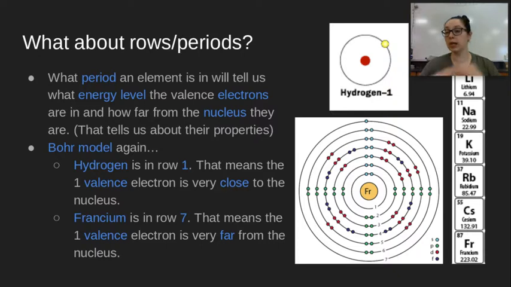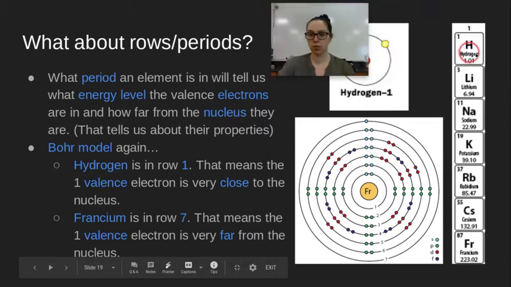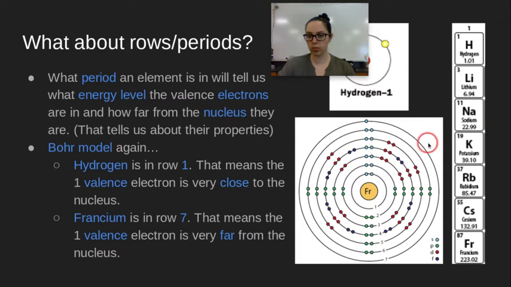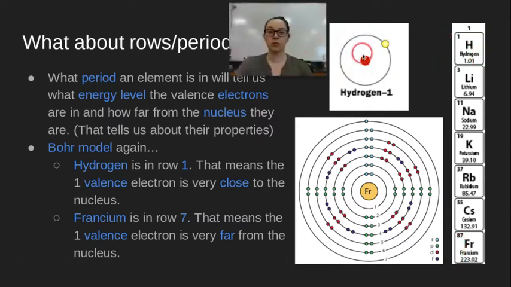It's more like clouds and not rings, but we still like to think of them as shells. So hydrogen, which is this guy right here, is in row 1, which you can't see. Row 1, row 2, row 3, row 4, 5, 6, and 7. Hydrogen is in row 1. All of these guys have one valence electron, but hydrogen's valence electron is in the first shell. There's our nucleus. This is where the valence electron is. It's very close to the nucleus.